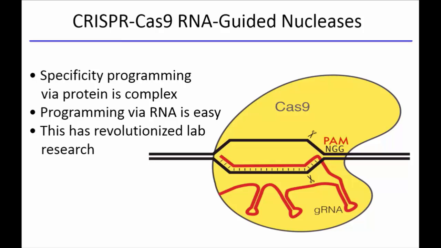And so this is a bigger picture of the Cas9 with the guide RNA. And you can see that what happens is the protein opens up the DNA. It has unwinding activity, and this portion of the guide RNA is complementary to the region that you want to modify, and then there's an endogenous nuclease activity in the Cas9 that will create the double-stranded break. So this is tremendously easy, whereas programming by proteins, as I mentioned, is complicated.